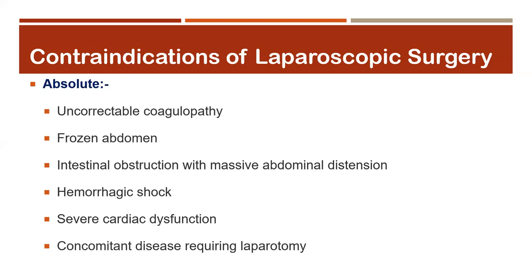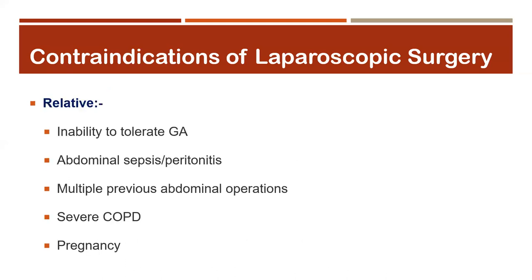The absolute contraindications are uncorrectable coagulopathy, frozen abdomen, intestinal obstruction with massive abdominal distension, hemorrhagic shock, severe cardiac dysfunction, and concomitant disease requiring laparotomy. A relative contraindication is if the patient is unable to tolerate general anesthesia. But in many places, some laparoscopic procedures are also done under spinal anesthesia, especially in the lower abdomen.